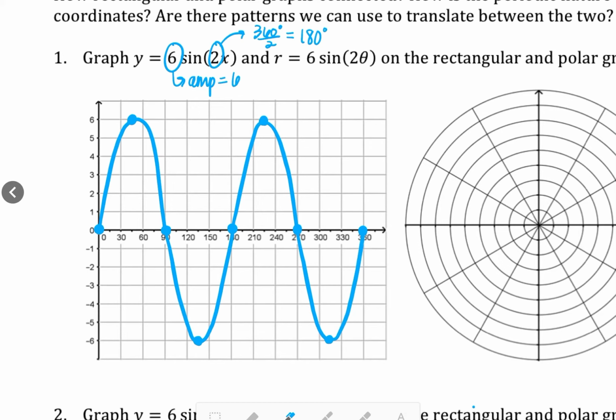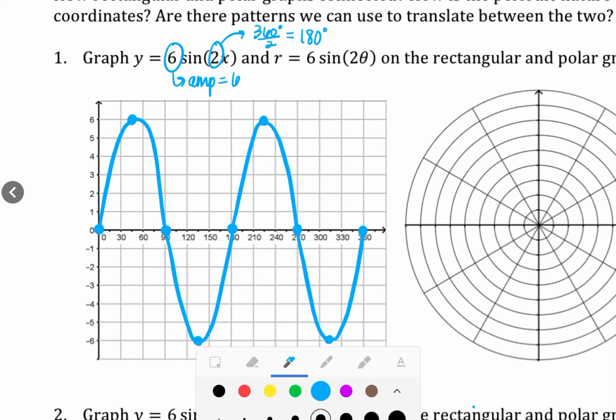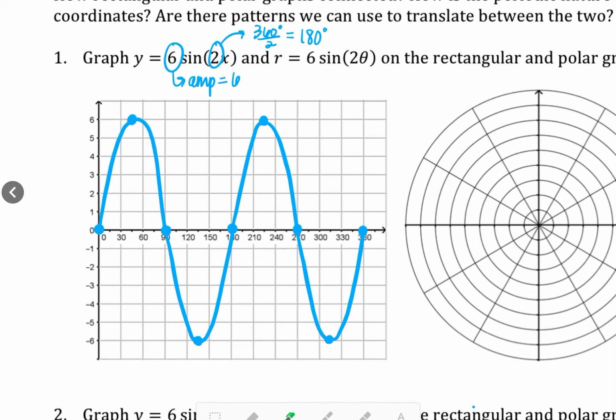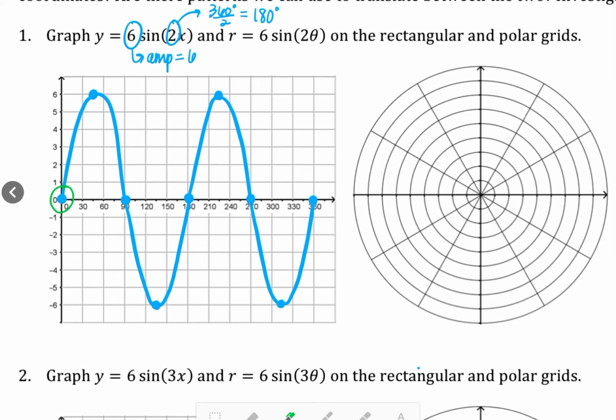Okay, well, what does this look like on the rectangular grid? Let's just copy these points over exactly as we see them. So I'm going to start right here. This is 0, 0. Let's plot that.